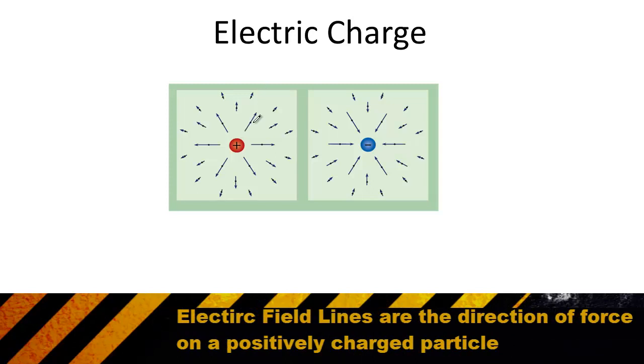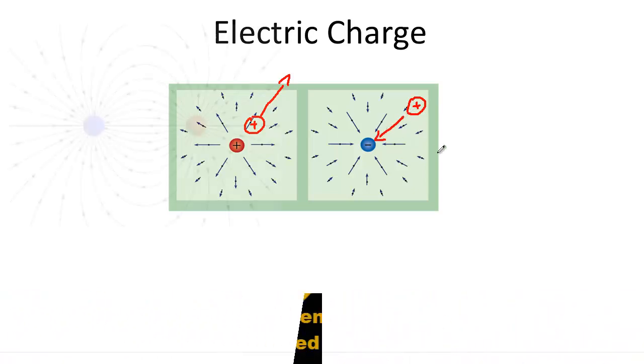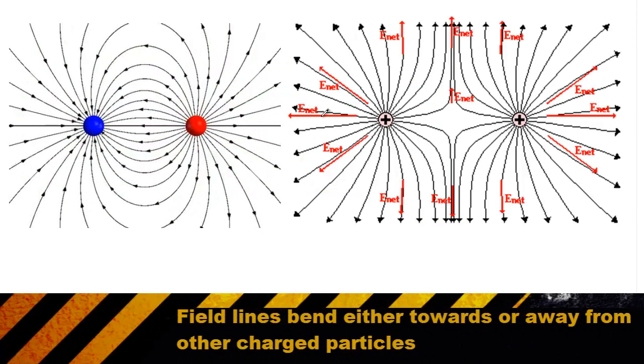So if you have a positively charged particle and you put another positively charged proton next to it, those particles are going to repel. Whereas if you put a positively charged proton next to something with a negative charge, the proton is going to move towards the negative charge. Those field lines represent the potential to exert a force.